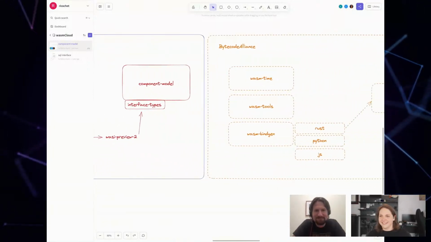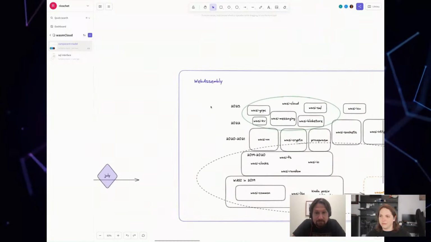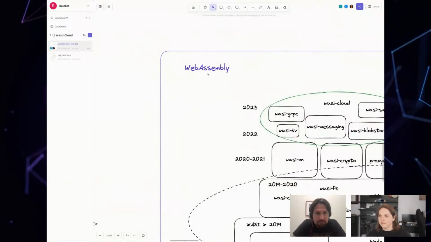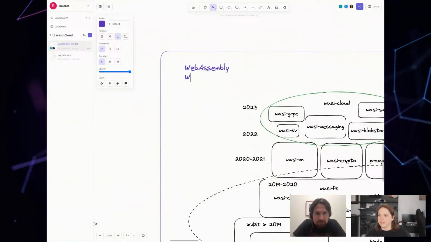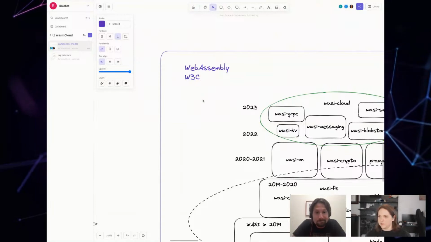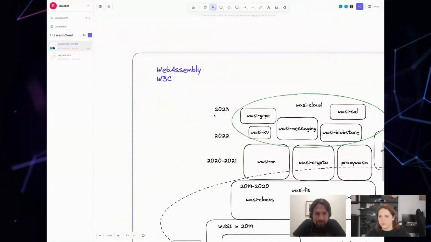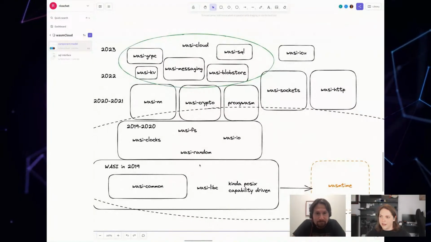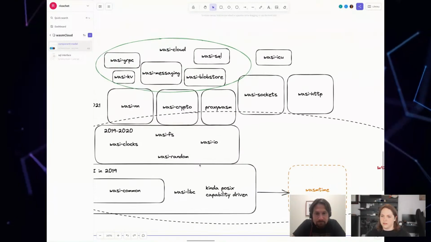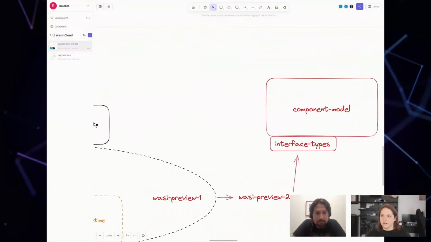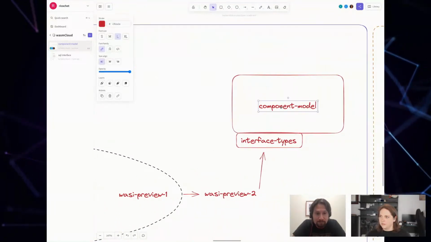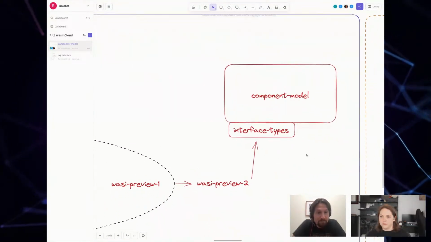And so to be clear, when we're talking about this, we're talking about WebAssembly, but really in the scope of doing standardized interfaces and specifications within the W3C. So that includes WASI, which is a working group within the W3C, and also the component model, which is its own proposal for the WebAssembly side of things.